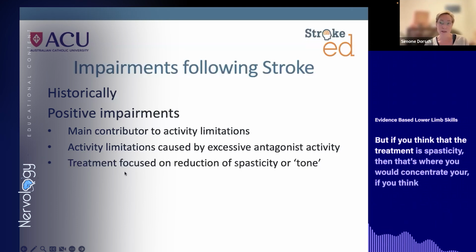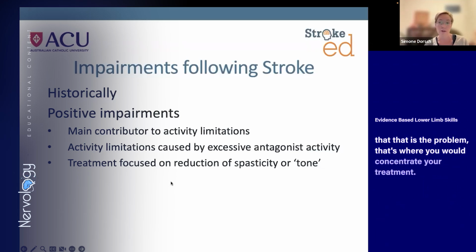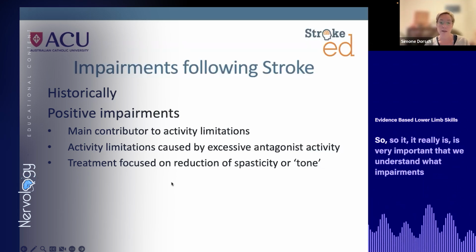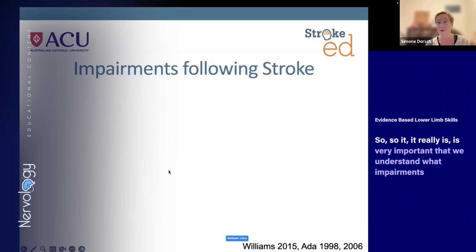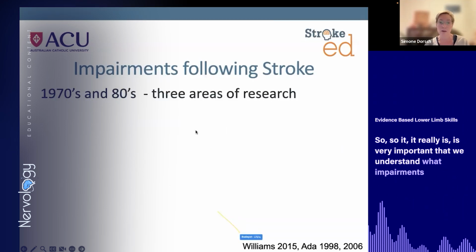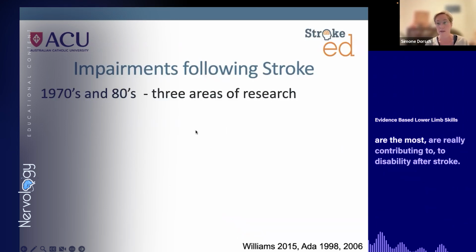But if you think that the problem is spasticity, then that's where you would concentrate your treatment. So it really is very important that we understand what impairments are really contributing to disability after stroke.